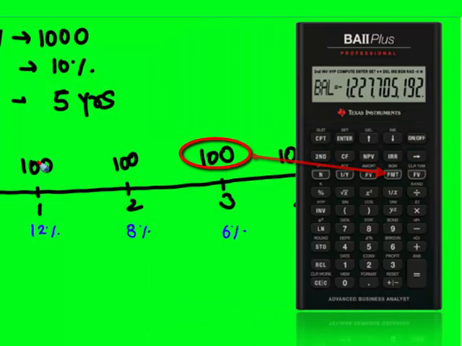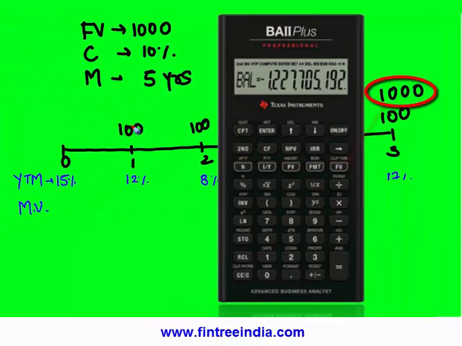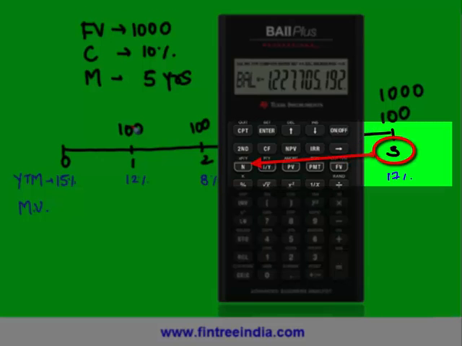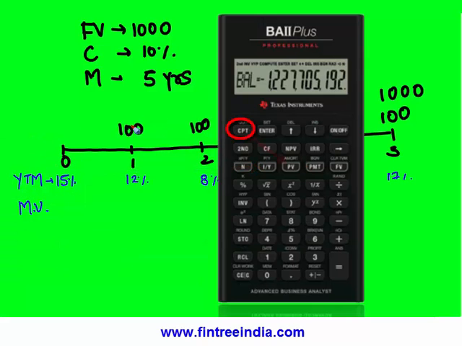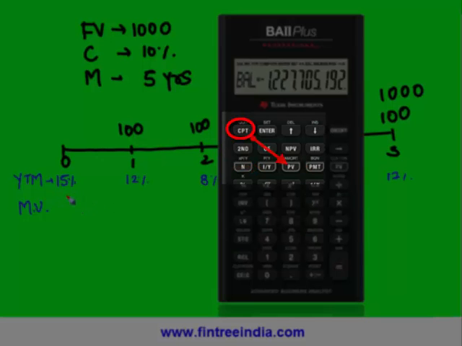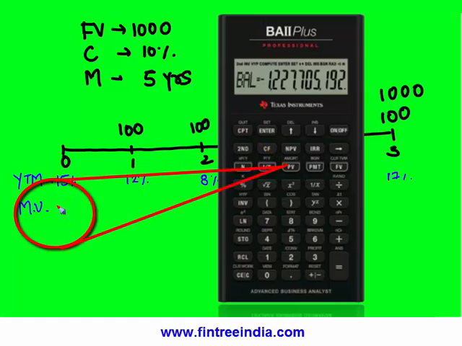100 payment, 1000 future value, 5 N, 15 IY, compute present value. 832.